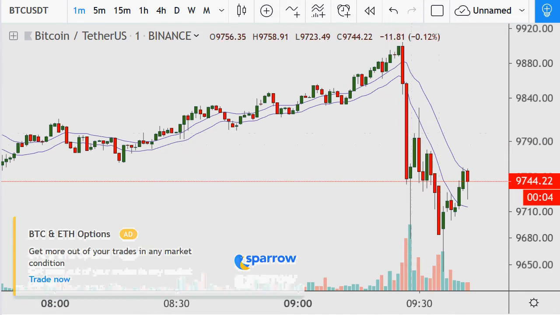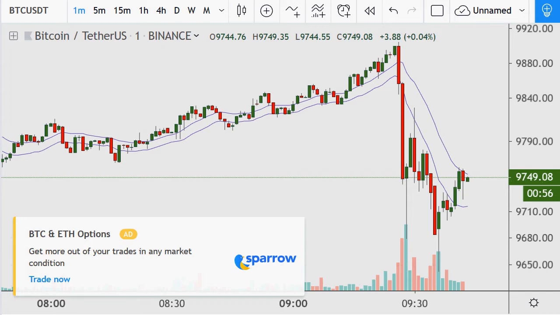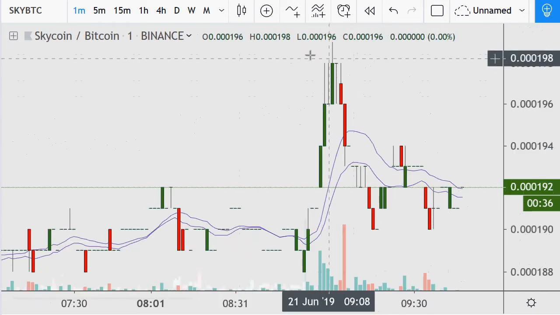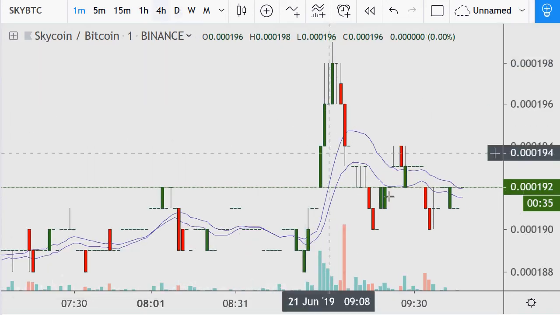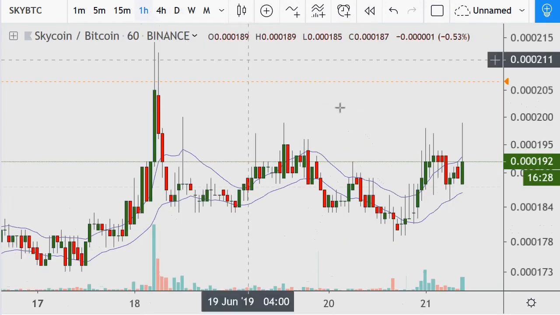Unfortunately, some of the trades that I'm looking for right now aren't going my way on the short term, and that's always going to happen. Sometimes they do, and sometimes they don't. Skycoin went up to 199, but now it's back to 192. But you know what, though? It's back to an area where I was saying in the last video I wanted to see it go to. So let's see what happens here.